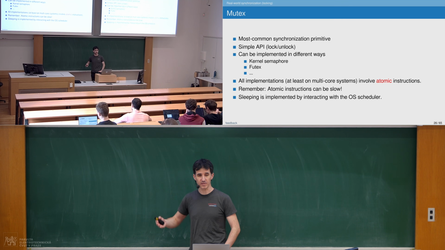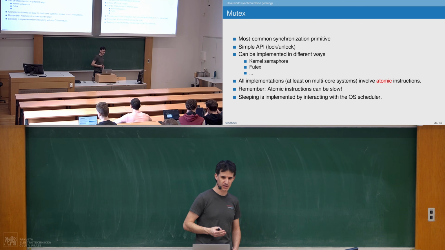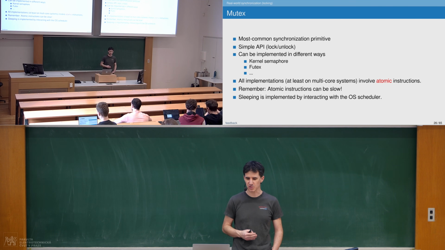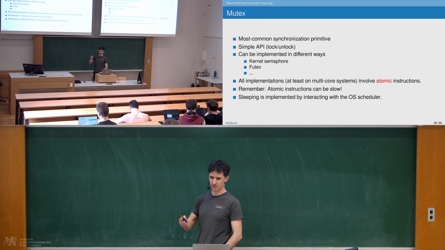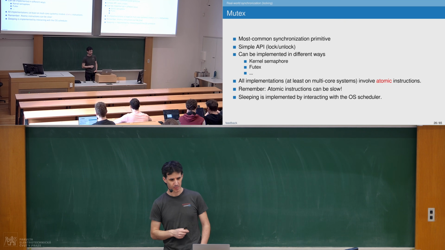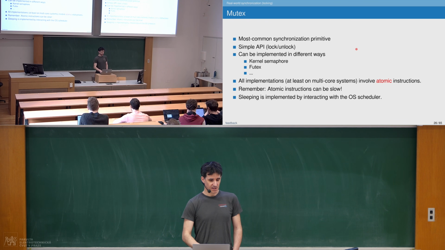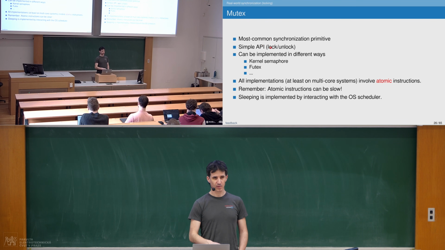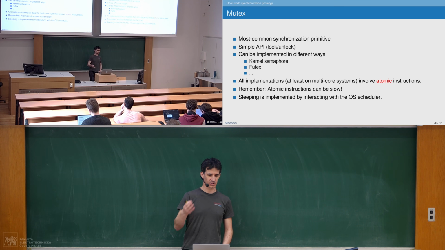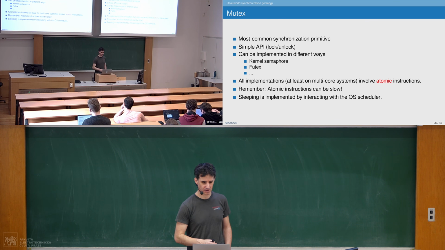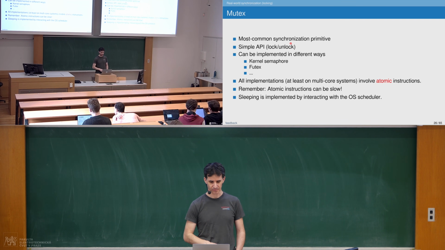Of course, we can use mutexes. Every programming language, or most programming languages, offer something like a mutex, at least C, C++, Java, and many others. Using mutexes is very simple. There are just two operations, lock and unlock. If you lock, you run the critical section. At the end of the critical section, you unlock, and other threads can continue.